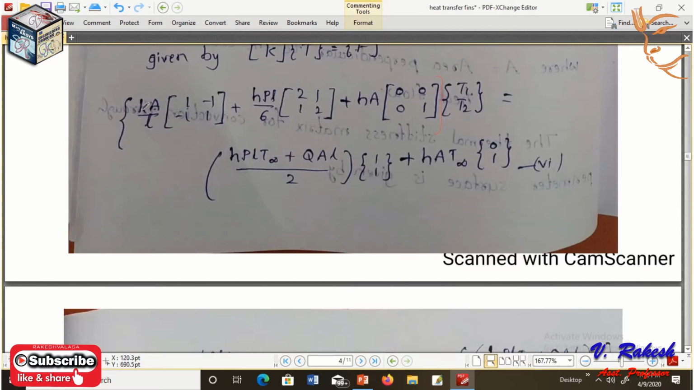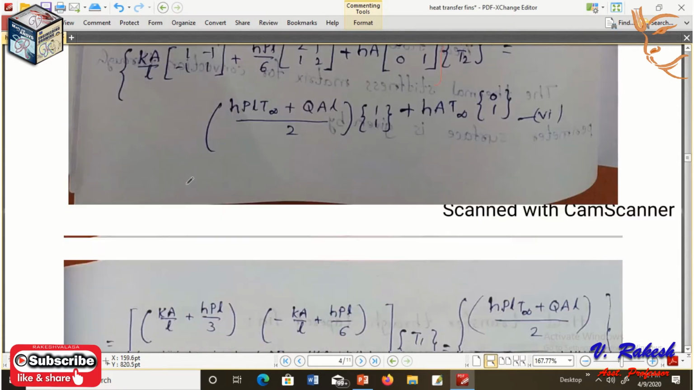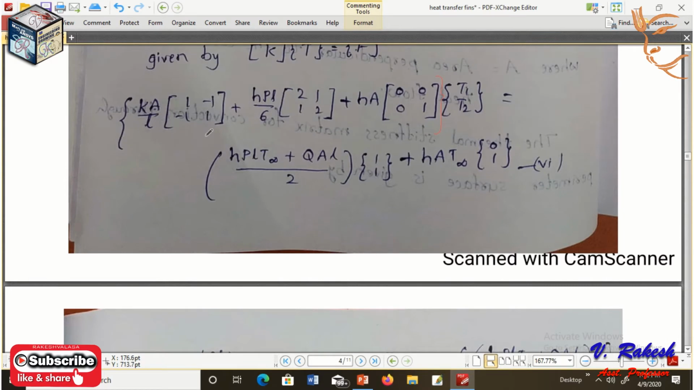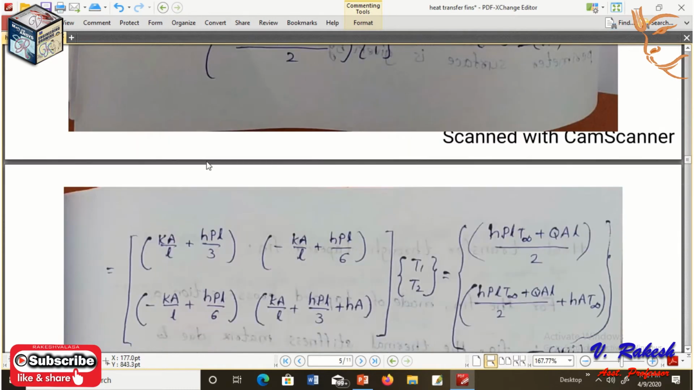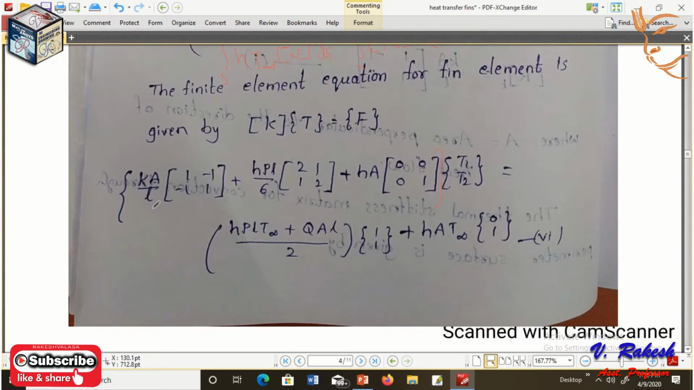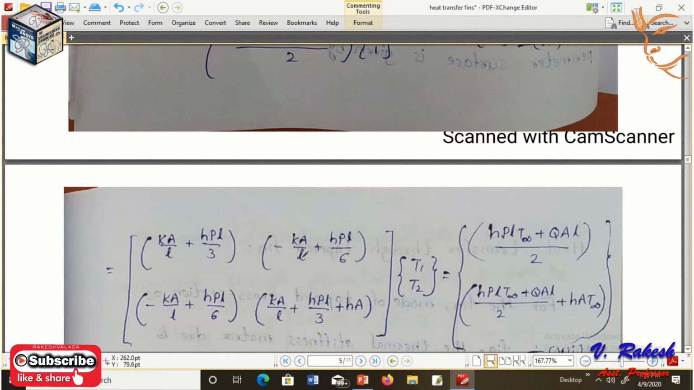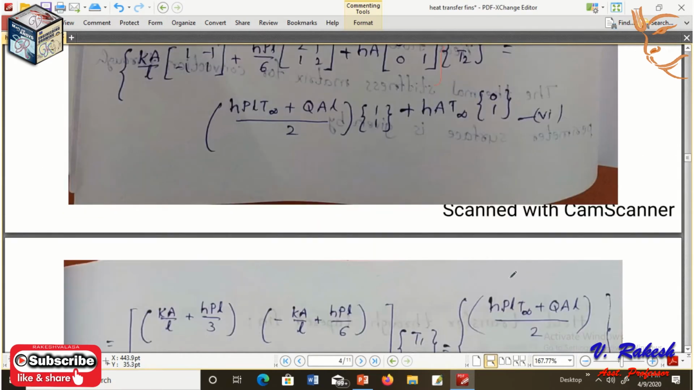Now multiply with Ka by L in this matrix. Now multiply those terms and add those matrices, that is Ka by L plus HBL by 3, Ka by L plus HPL by 6 into 2, that means HPL by 3 minus Ka by L plus HPL by 6 minus Ka by L plus HPL by 6, Ka by L plus HPL by 3 plus Ha into T1 T2.